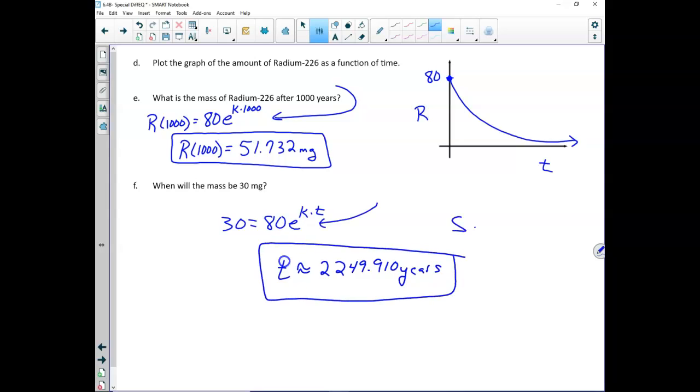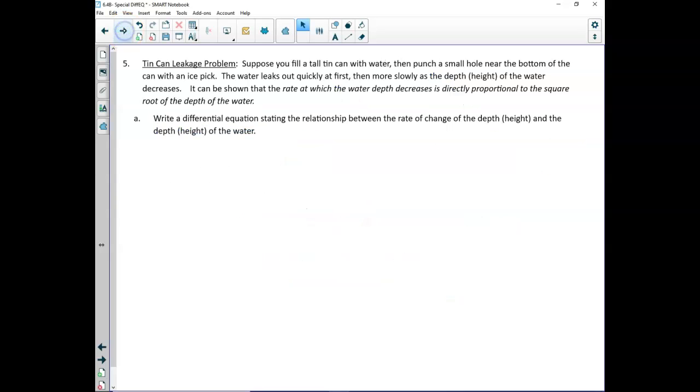I used solver. It made it a lot easier to solve, but you don't have to use solver if you want to algebraically solve it. You can go ahead and algebraically solve it. It gets a little bit ugly with that exact value of k in there, though, all right? So what we're going to do is one more problem here. We're going to do the tin can leakage problem.